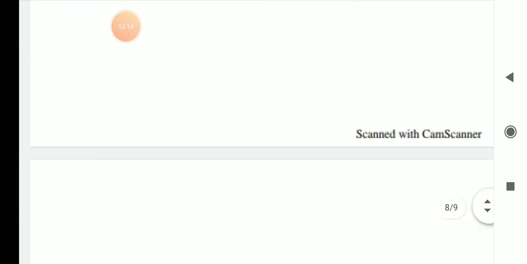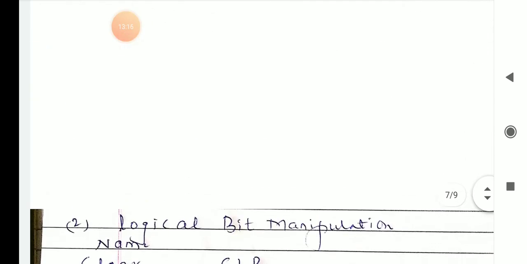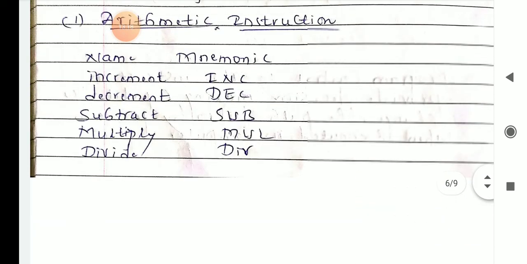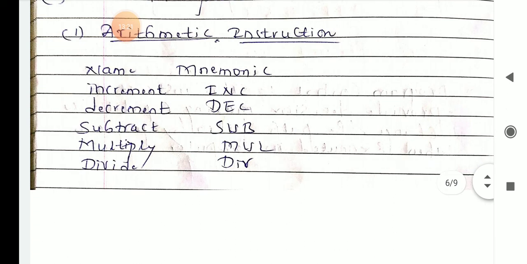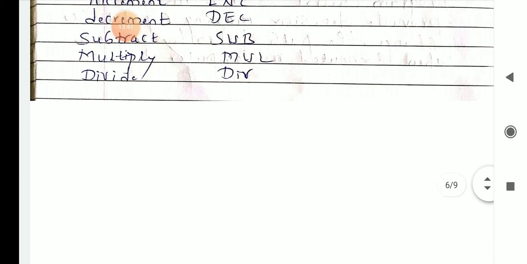First we will see what opcodes and instructions you are going to use for arithmetic operation. The name itself indicates arithmetic. First, the name and mnemonic. Increment you can write INC. Decrement you can write DEC. Subtract you can write SUB. Multiply you can write MUL. Divide you can write DIV. So these are called arithmetic instructions.